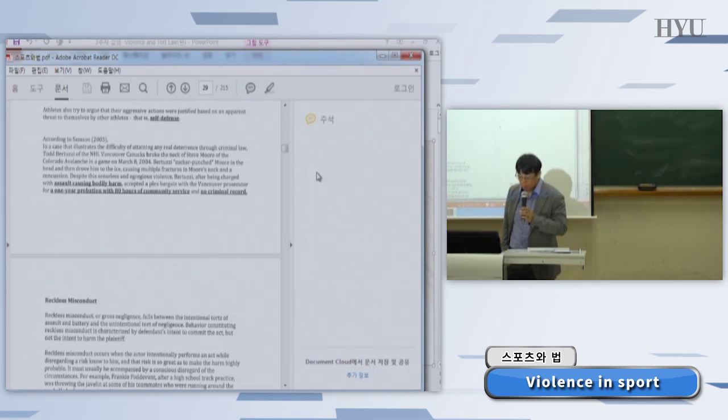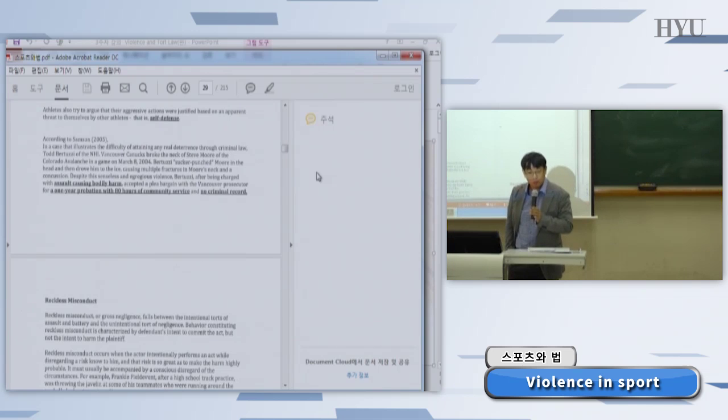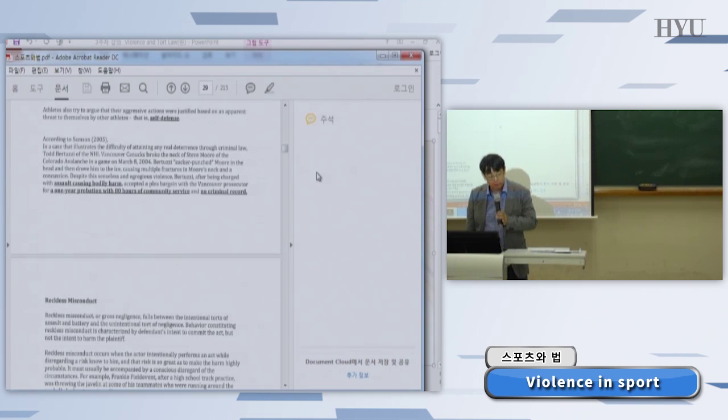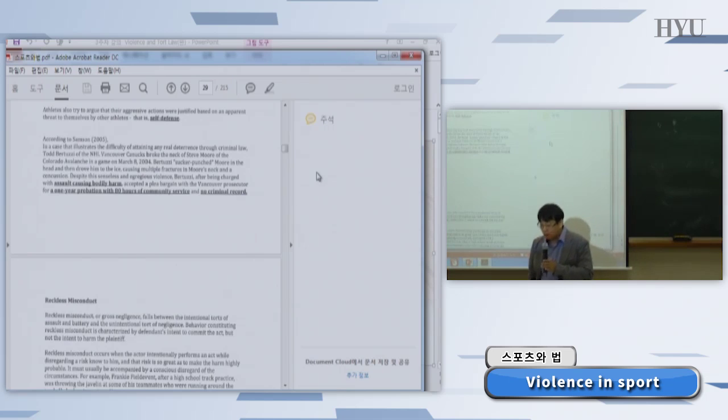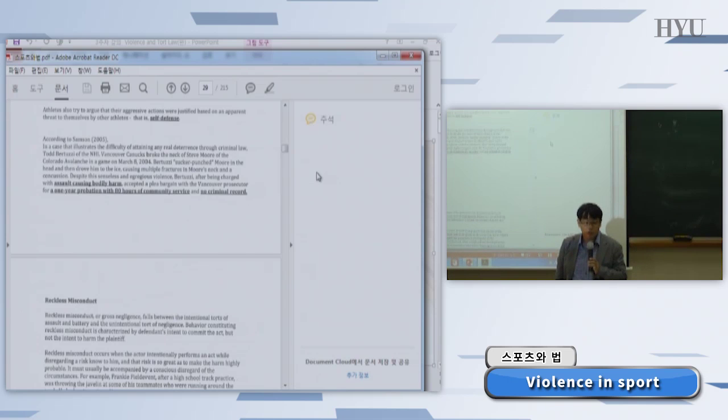Despite this senseless and egregious violence, Bertuzzi, after being charged with assault causing bodily harm, which is similar to the Million Dollar Baby case, accepted a plea bargain with a Vancouver prosecutor for 1 year probation with 80 hours of community service and no criminal record. So this is reality. This is one of the many cases. Big fight during the game, no lawsuit, or many of the cases were dismissed.